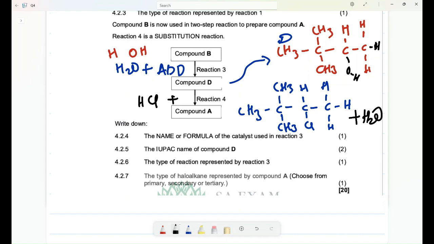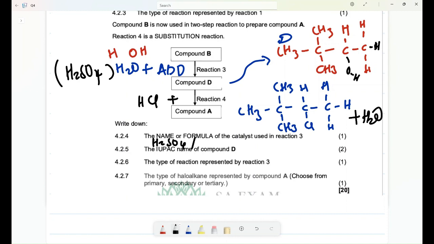For this reaction where we add water, we use H2SO4. We used H2SO4. It is a catalyst. So there is this one that adds water, which is an addition reaction. It adds water also, but that water we add should be in excess. All right. Now, 4.2.4, write down the name or the formula of the catalyst used in reaction 3. It is H2SO4.